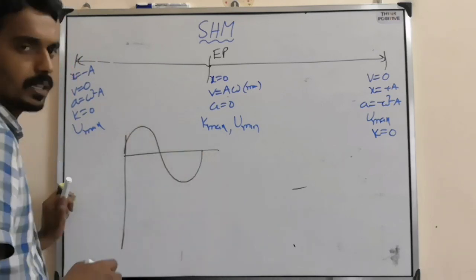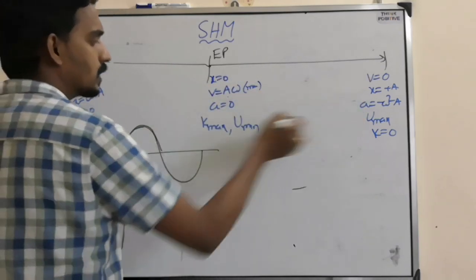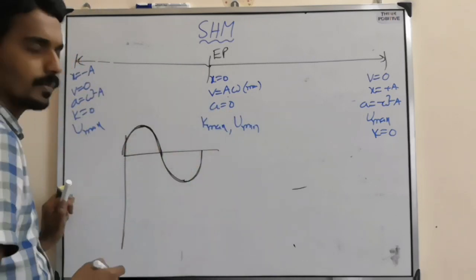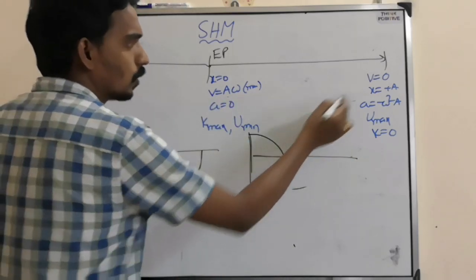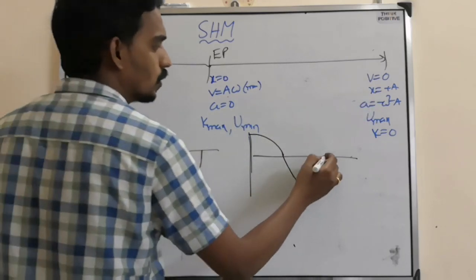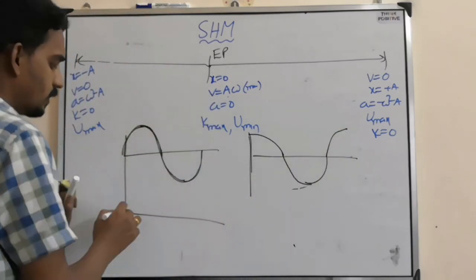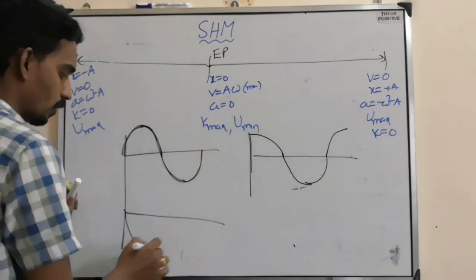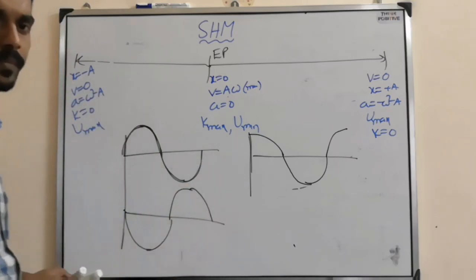So this is the displacement variation. 0 to maximum, then maximum to 0, then 0 to negative maximum, then 0. Or if you take velocity, initially maximum, then it will go to 0, then it will go to maximum in the opposite direction, then again 0, then again maximum. If you take acceleration, initially 0, but next negative maximum directly, then again 0, then positive maximum, then 0.